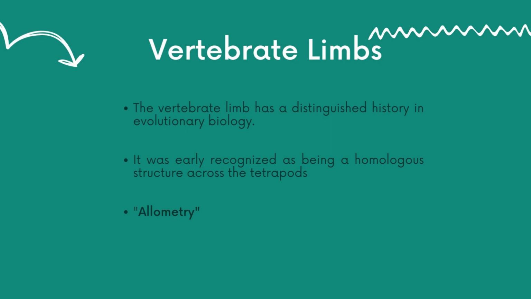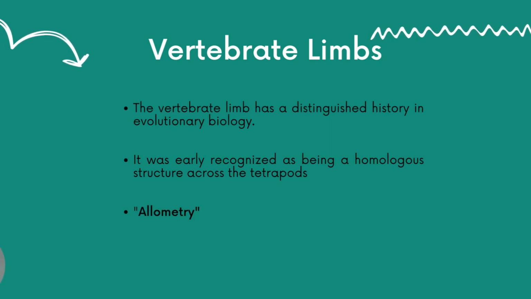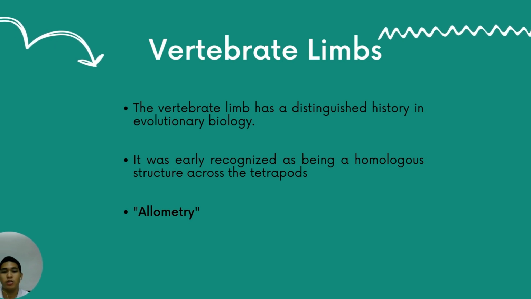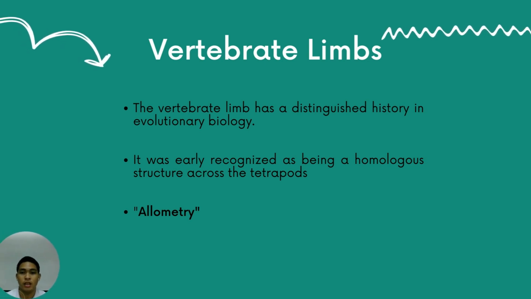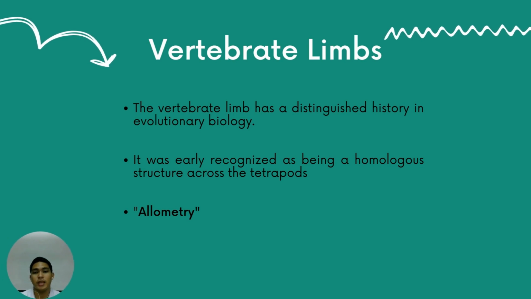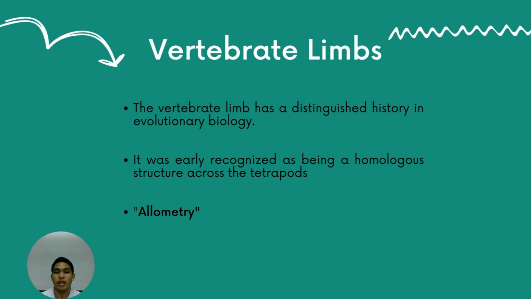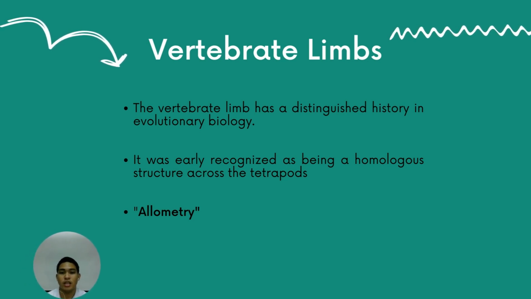Now, we will proceed with the vertebrate limbs. So, the vertebrate limb has a distinguished history in evolutionary biology. It was early recognized as being a homologous structure across the tetrapods. Because of the presence of a complex skeleton, it is often preserved in fossils and it provides some striking examples of allometric changes in evolution. Allometric means differential growth between parts.